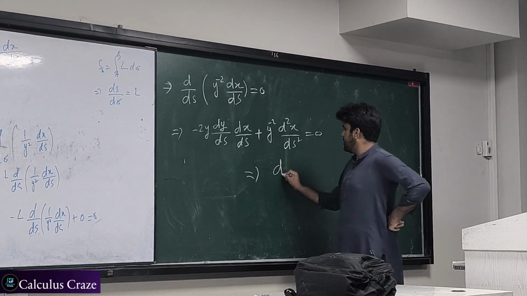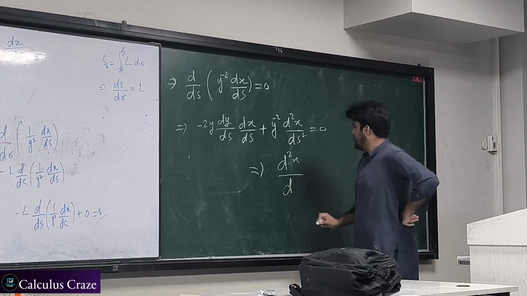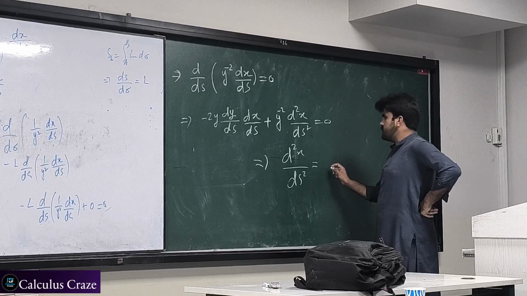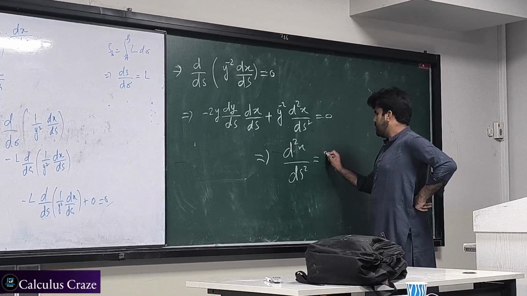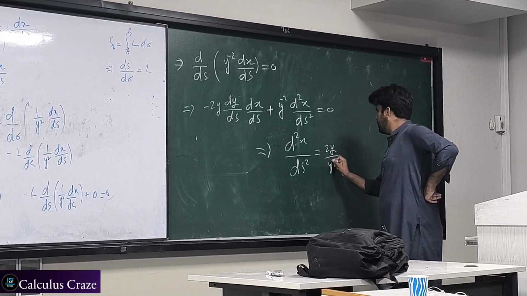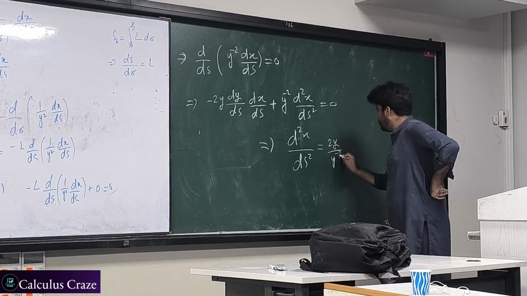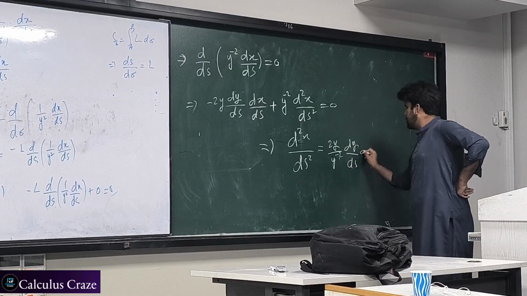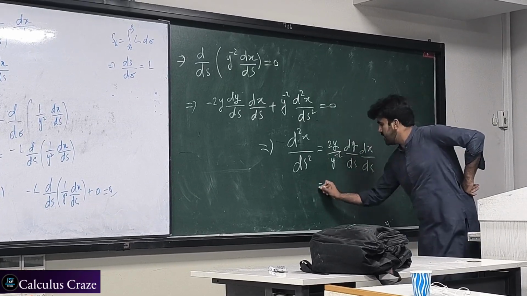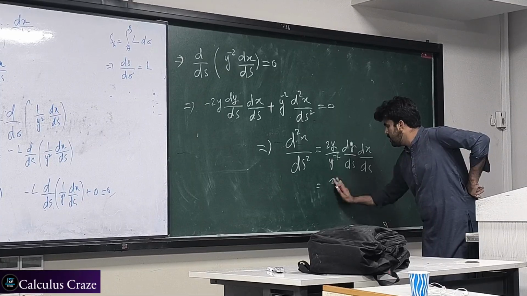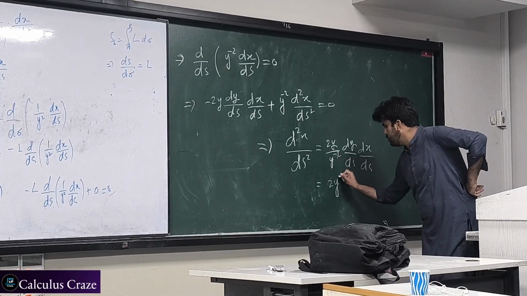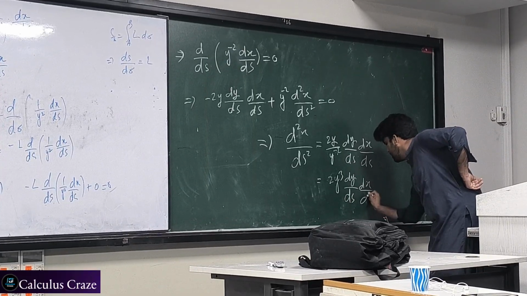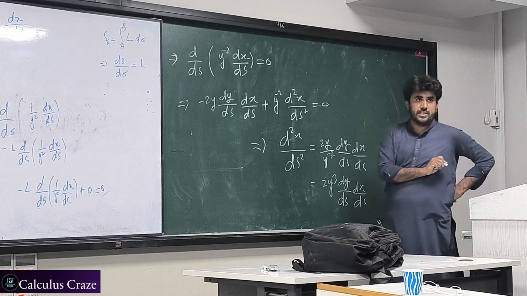Then finally my first geodesic equation will read as the second derivative of x with respect to s equal to 2y by y to the minus 2, times dy by ds and dx by ds. Or you can write it as 2y cube dy by ds and dx by ds. So this is the first geodesic equation.